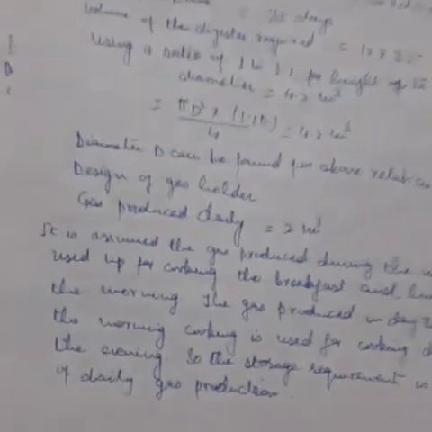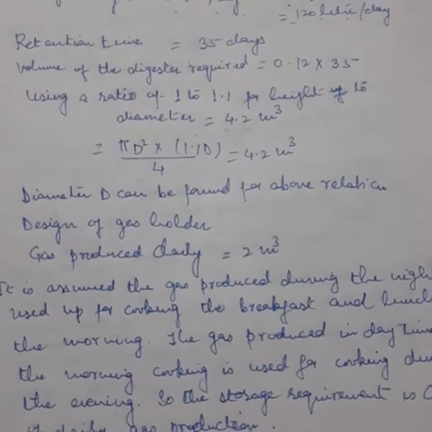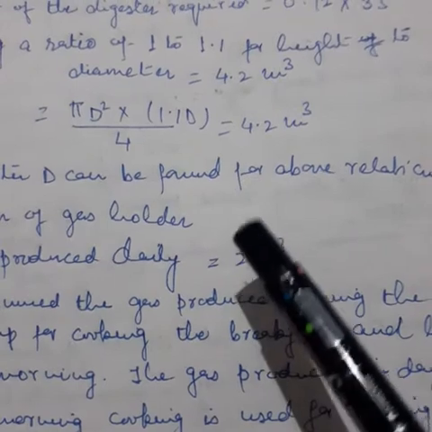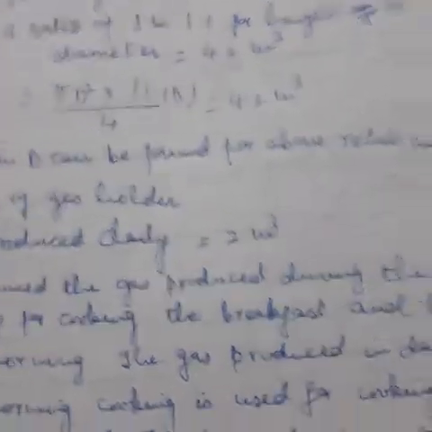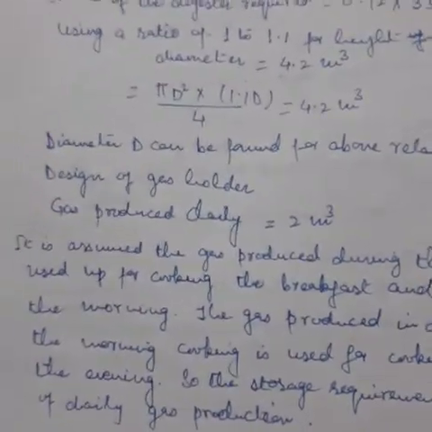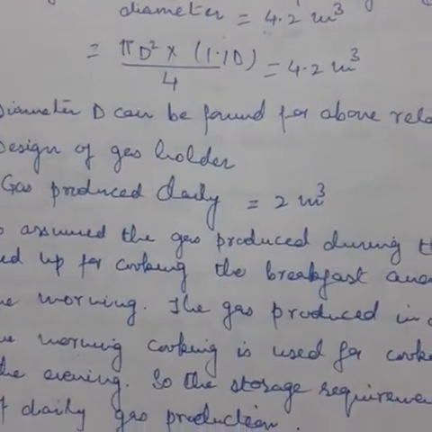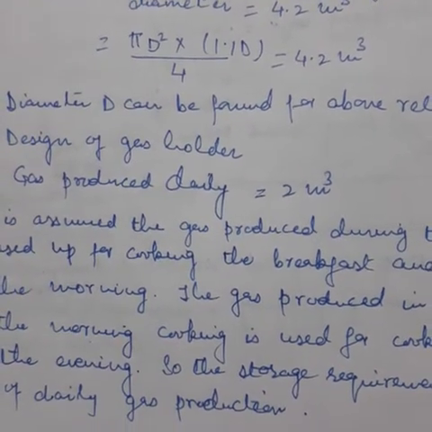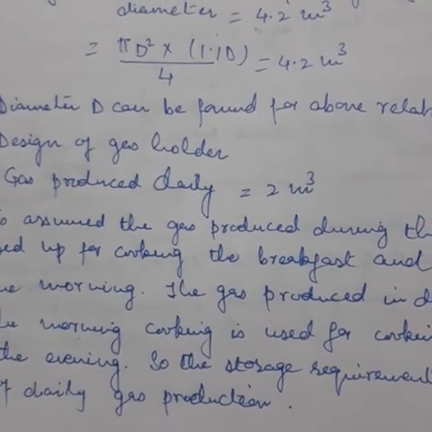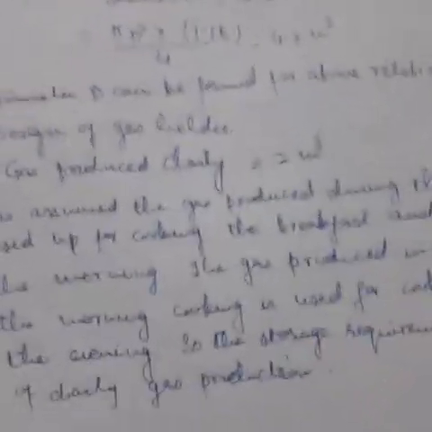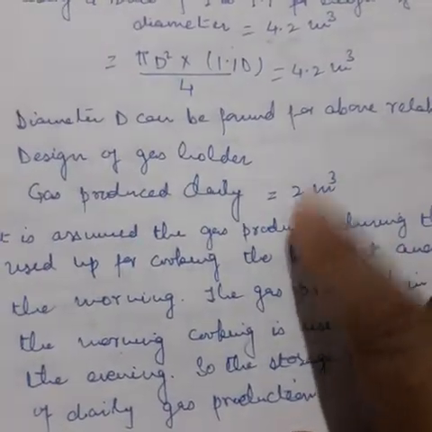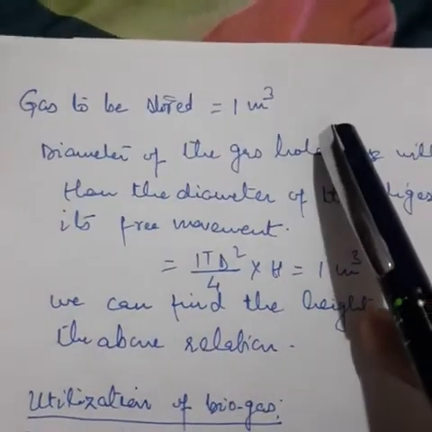According to the requirement for a family of 6 persons, the total gas produced daily is equal to 2 meter cube. So we calculate for a month: the total volume for 1 month for a 6 person family is 2 meter cube for 1 day, so for 30 days, 60 meter cube volume of gas is required for a 6 person family. So this is the average calculation of the gas requirement. Gas to be stored is 1 meter cube.